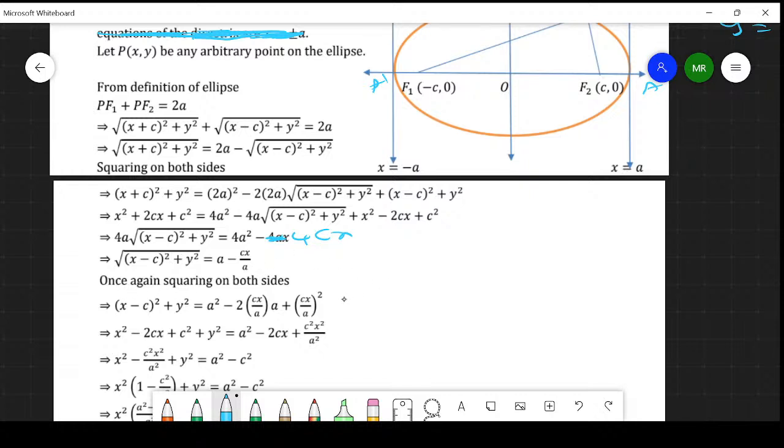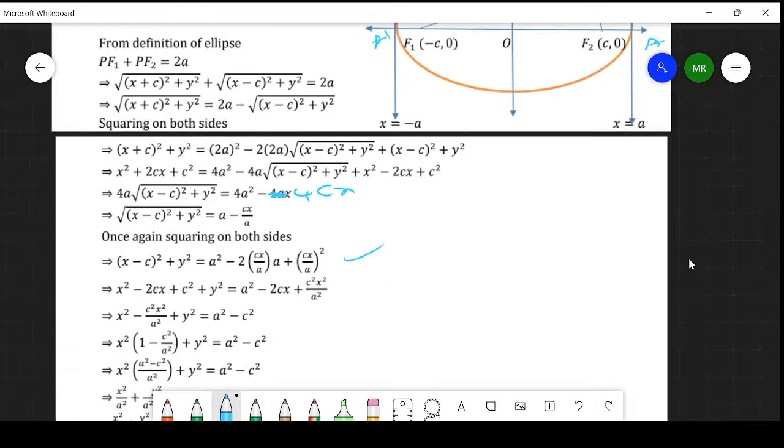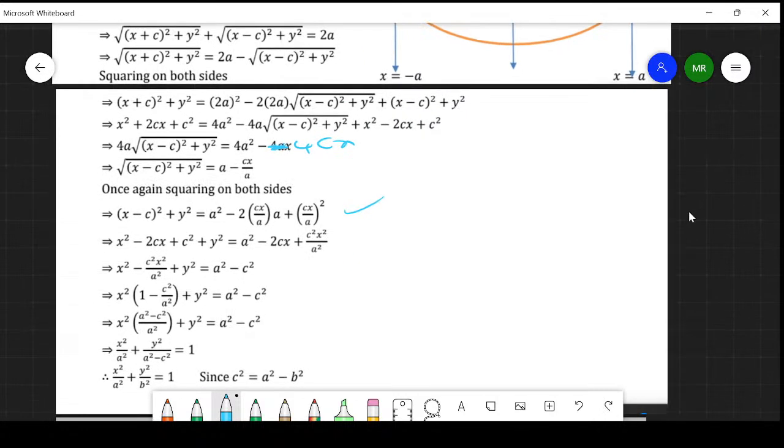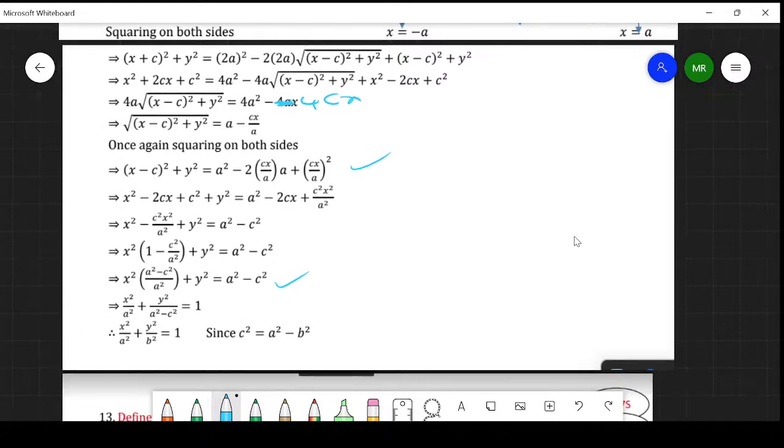Now again squaring on both sides. If you do squaring on both sides again, then you expand this and simplify. This simplification is important. You will get it like this. After simplifying, you transfer this x square term to this side, take common, and you will get an equation like this. You will feel it is a little difficult.